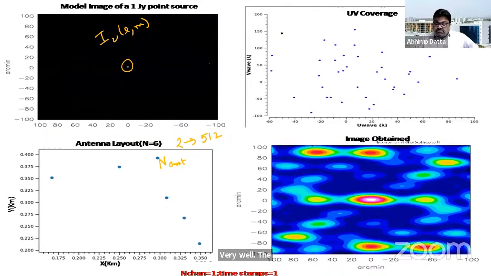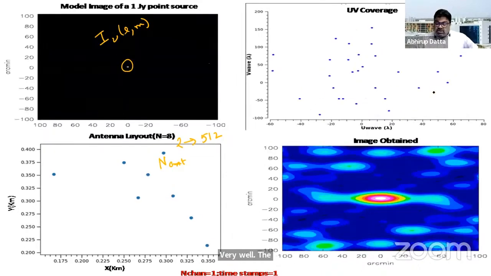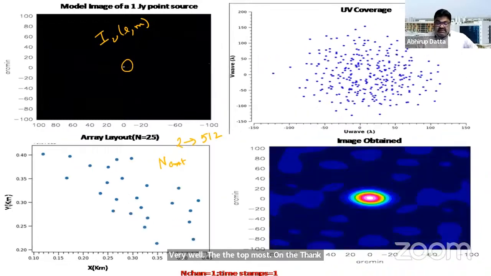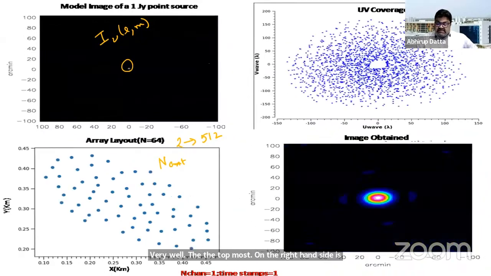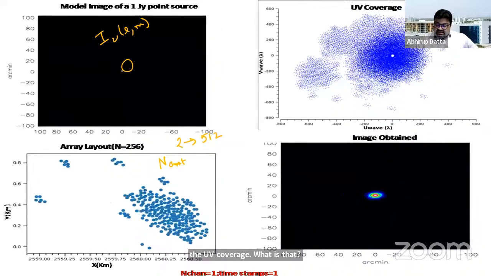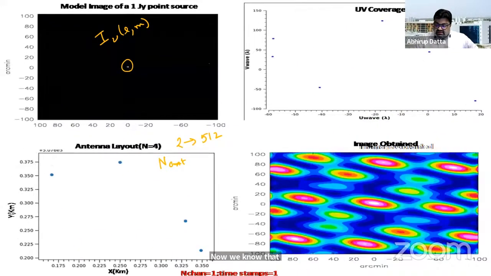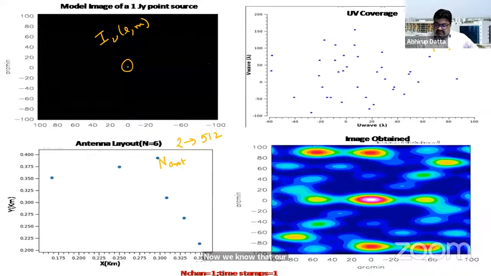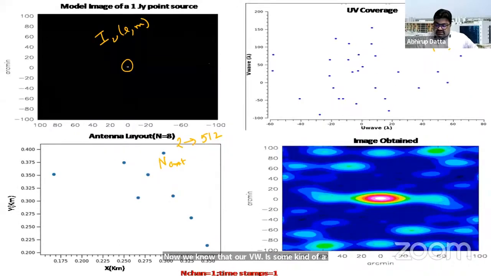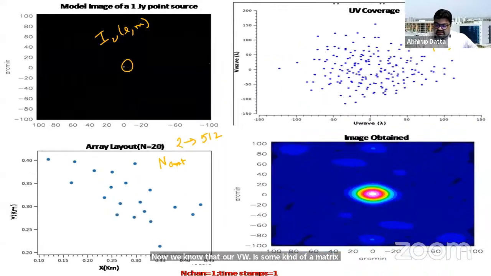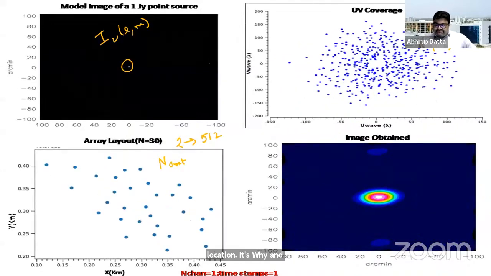The topmost panel on the right-hand side is the UV coverage. What is that? Now we know that our values U, V, W are some kind of a matrix rotation of X, Y, and Z. We have done this earlier, right?